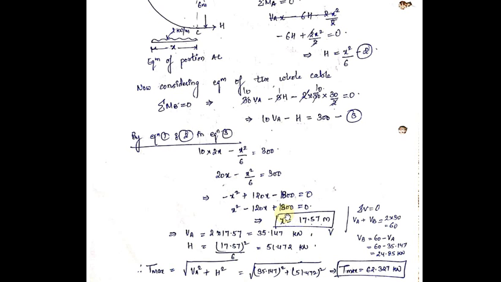After finding out the value of x, we will put the value of x in the equation of VA and H. So after putting the values of x, we will get VA equal to 35.147 kilonewton and capital H equal to 51.472 kilonewtons. Now we know that the maximum tension in the cable is under root VA square plus H square. After putting all the values, we will get maximum tension equal to 62.327 kilonewtons.